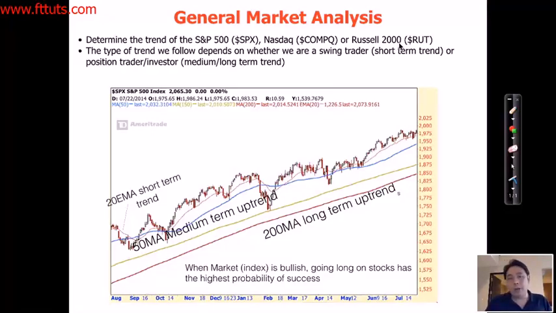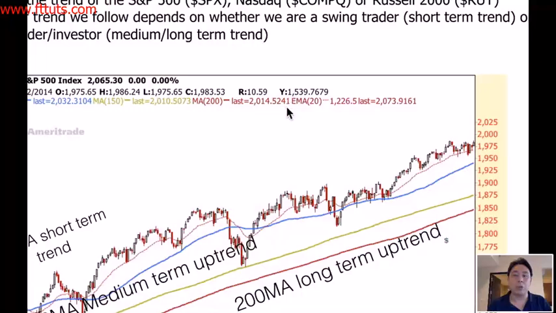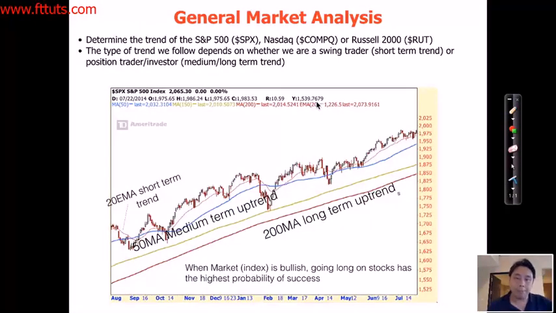Now the next question to ask would be, which trend are you looking at? The long-term trend, the medium-term trend, or the short-term trend? Well, the type of trend that you follow depends on your time frame as a trader. If you're a swing trader, which means you hold your position for a couple of days, then you're looking at the short-term trend of the S&P 500. The short-term trend is measured with the 20 exponential moving average, or the 20 EMA. The 20 EMA is a benchmark for the short-term trend.